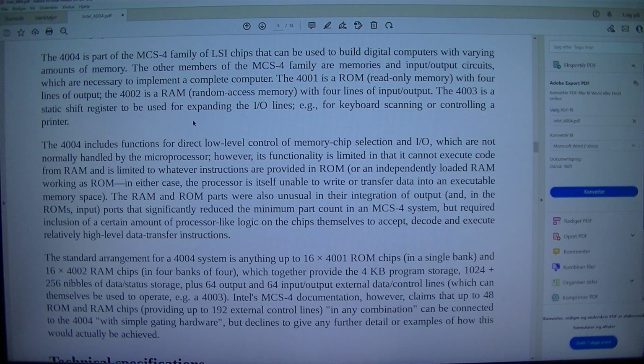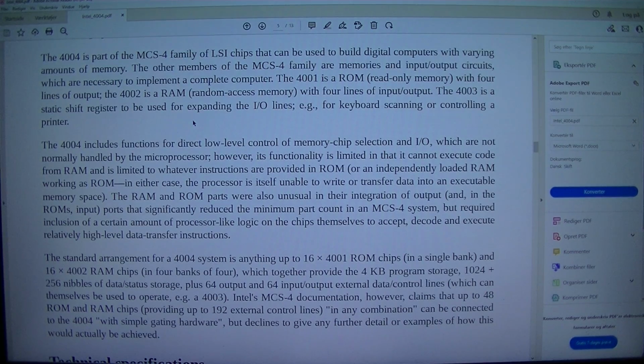The 4003 is a static shift register to be used for expanding the I/O lines, for example, for keyboard scanning or controlling a printer. The 4004 includes functions for direct low-level control of memory chip selection and I/O, which are not normally handled by the microprocessor. However, its functionality is limited in that it cannot execute code from RAM and is limited to whatever instructions are provided in ROM, or an independently loaded RAM working as ROM. In either case, the processor is itself unable to write or transfer data into an executable memory space.